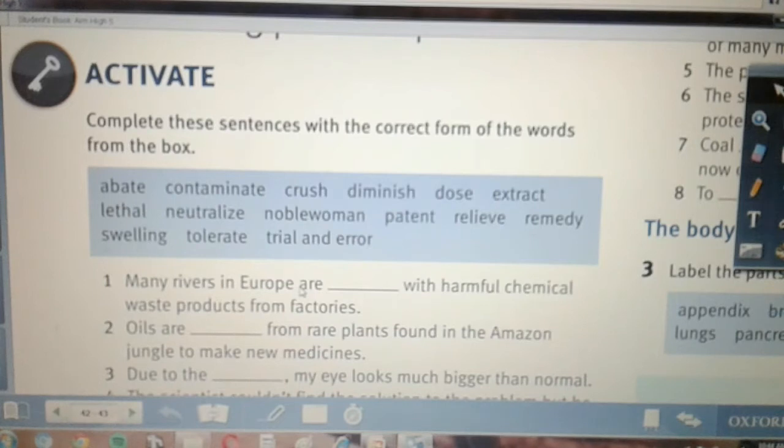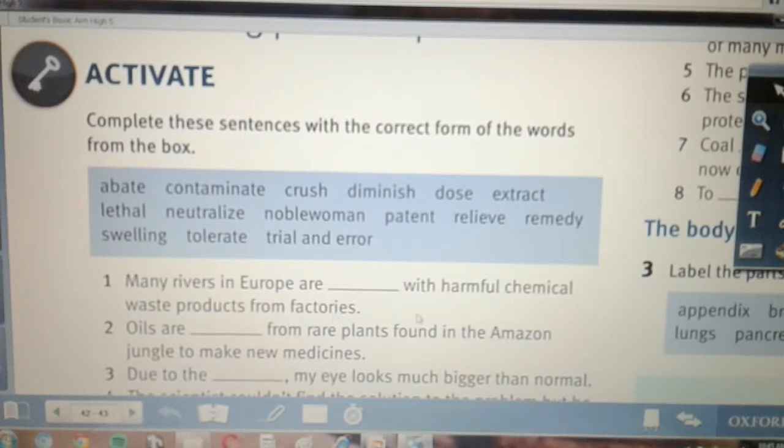So for example, like number 1, many rivers in Europe are blah blah blah with harmful chemical waste products from factories. So I will tell you the answer for number 1. The answer is contaminate. However, please mind the use of the tense here. Here, you are supposed to change contaminate into its passive form. So let's put contaminate in a passive form. So the sentence becomes, many rivers in Europe are contaminated with harmful chemical waste products from factories.